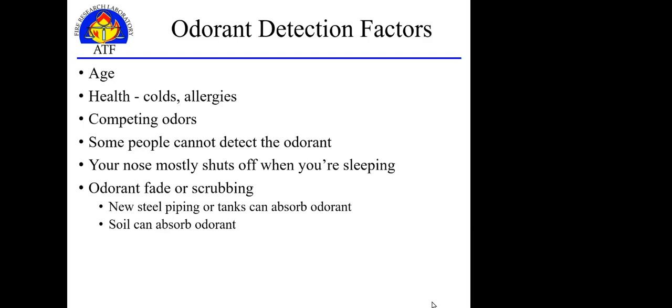Another issue is odorant fade or scrubbing. New steel piping, tanks, or cylinders can absorb the odorant until the metal gets saturated, and then it no longer absorbs it. And soil can either absorb or oxidize the odorant. If you've got an underground leak that migrates into the house, that soil can pull the odorant out of the gas, or cause it to oxidize and degrade in its ability to be recognized.